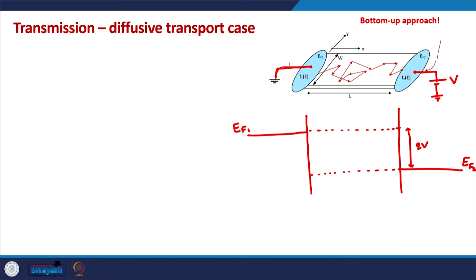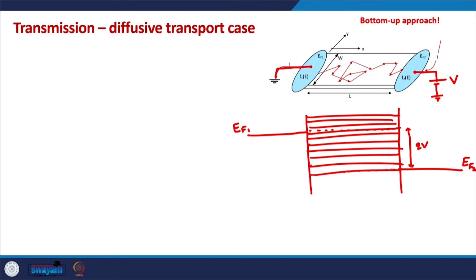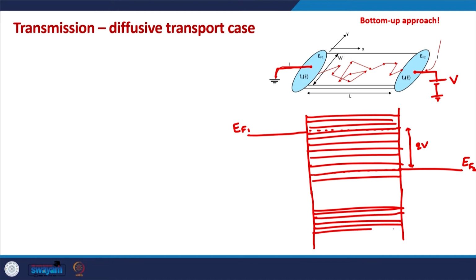So, in this case there are various conduction pathways in the channel that the electrons can take. Let us say these are various electronic states. There might be a band gap as well, a disallowed energy range. For example, this is the disallowed energy range that the electrons cannot take. This is again an allowed energy range.